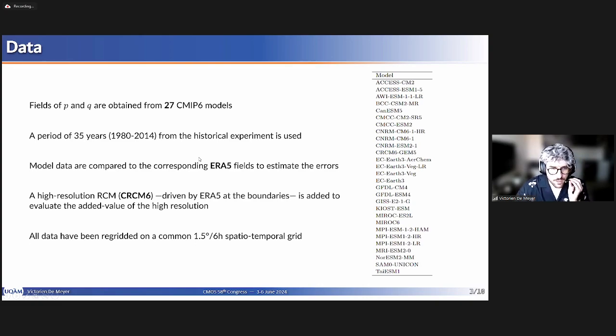We also decided to include a high resolution regional climate model in the study, the CRCM6, that is developed here at UQAM. The simulation is driven by ERA5 at the boundaries, and it will allow us to evaluate the added value of the high resolution. All data have been regridded on a common 1.5 degree grid every 6 hours.